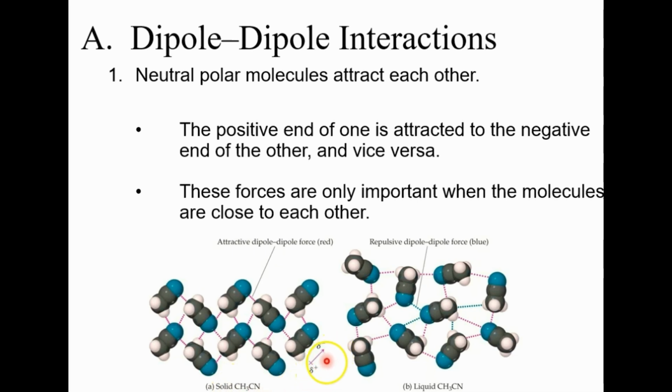That's why we have this net dipole moment here. And so this is like a frozen chunk of acetonitrile. We heat it up a little bit, and then we have a liquid, and they're moving around a little bit, and every now and then there might be some repulsive force, but overall, from negative end to positive end, negative end to positive end, negative, positive, negative, and it's held in the condensed phase.